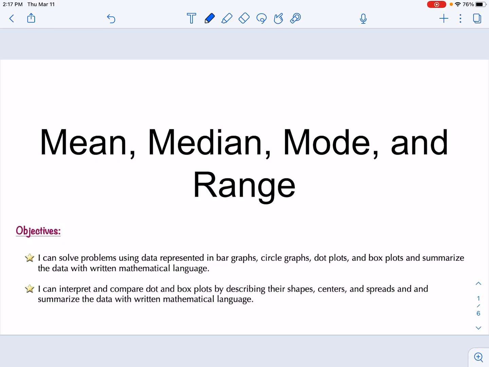Hey, today we're going to start talking about our data analysis, and we're going to focus on mean, median, mode, and range. So our objectives are that we can solve problems using data represented in bar graphs, circle graphs, dot plots, and box plots, and summarize the data with written mathematical language. We will also be able to interpret and compare dot and box plots by describing their shapes, centers, spreads, and summarize the data with written mathematical language. So let's talk about what these four things are.